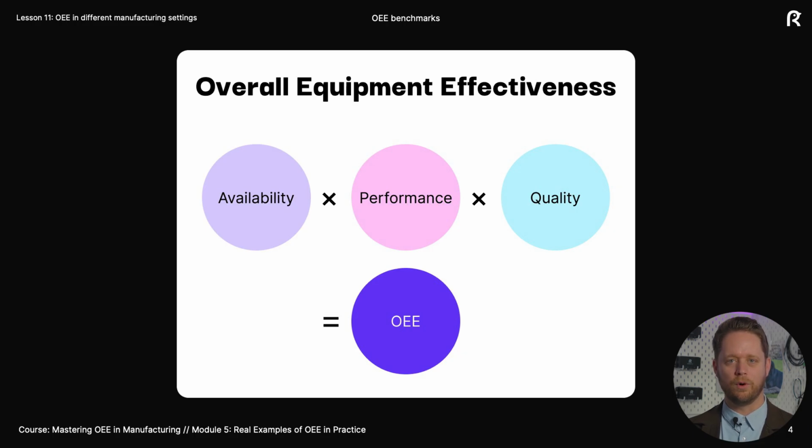Second, 100% performance would mean equipment is always running at the theoretical maximum speed known as ideal cycle time. And third, 100% quality is the same as achieving zero production of defective goods. Every single piece produced must be perfect.